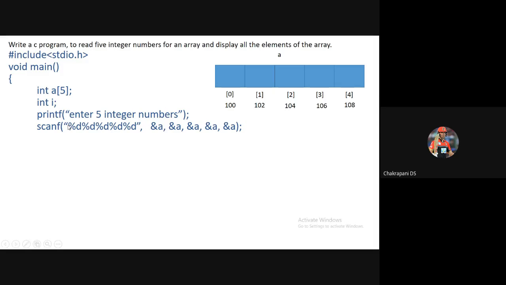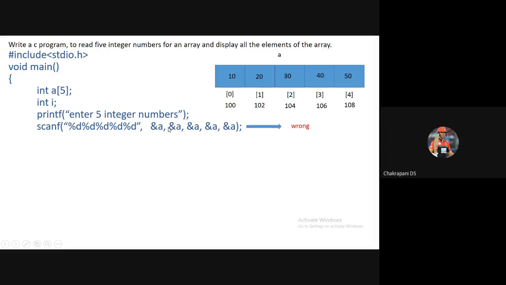See, there is a method I can use to read all those 5 integer numbers and store them in 5 memory blocks. I can write a scanf. Scanf does that work: 5 percentage d, ampersand a, ampersand a, ampersand a, ampersand a, ampersand a. But the problem here is, as soon as I write ampersand a, the computer gets confused because all the memory blocks have the same name a and different addresses. So there will be confusion if I write like this. So I cannot write like this.